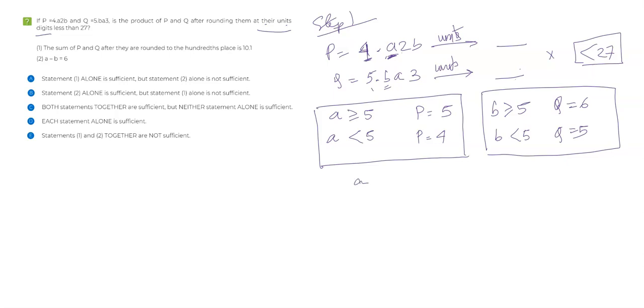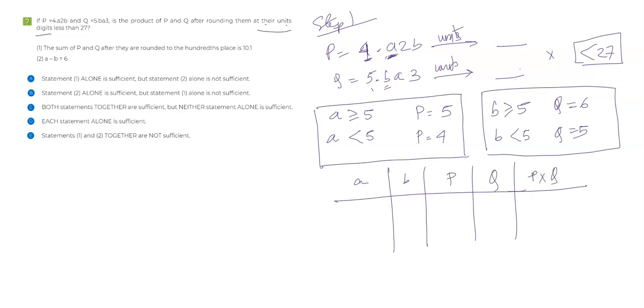Okay, so let's do it in this way. That will be really easy for you to understand what you need to do. So see, there is one case when A is greater than or equal to 5 and B is greater than or equal to 5, right? When both of them are greater than or equal to 5, then P is 5 and Q is 6 and you get 30. And notice that this is greater than 27. We need to find out whether the product is less than 27 or not.